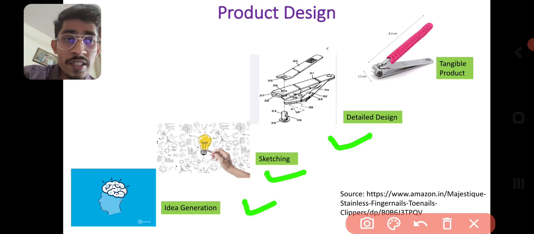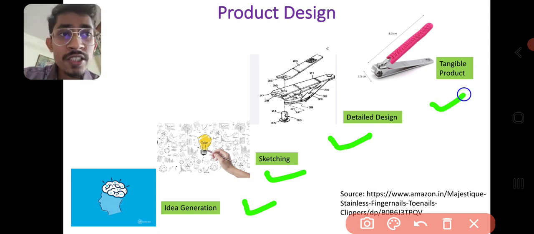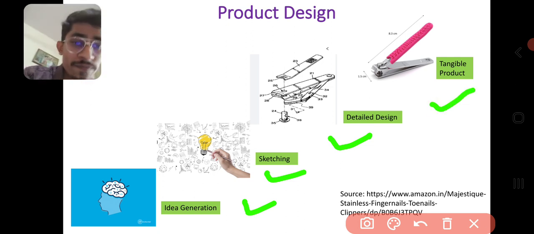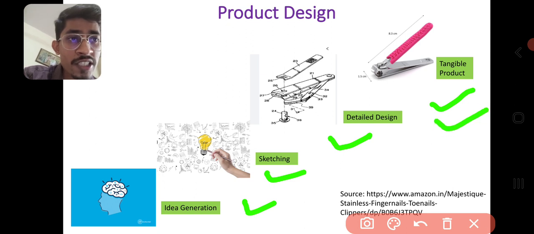Everything is there, and then the final stage is your tangible product. That gives you a final product. In between your detailed design and final product, there is a prototype. Okay, and manufacturing is the last stage where you develop a tangible product. We can see your final product, and the final product may or may not be successful. That depends on the entire stages.